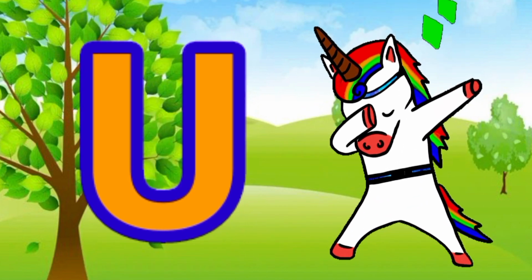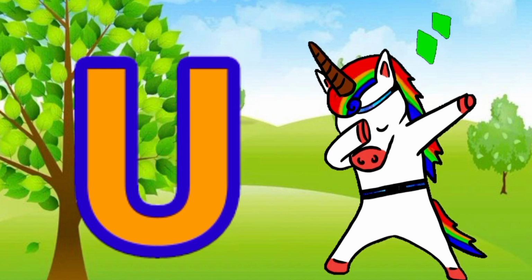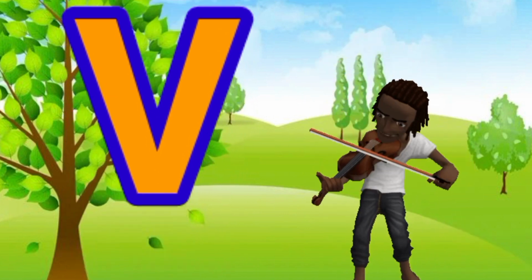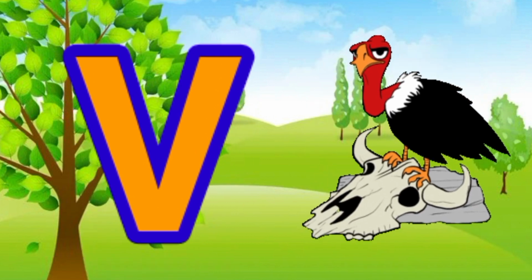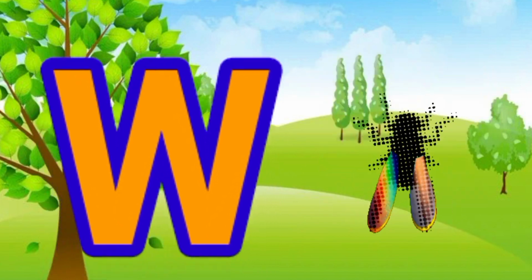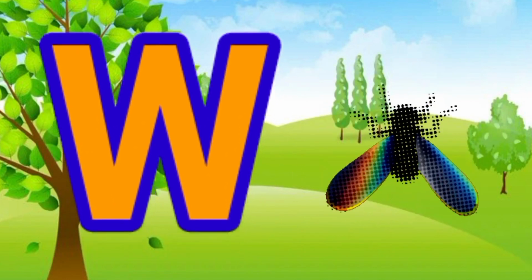U for unicorn. V for violin. V for vulture. W for wings.